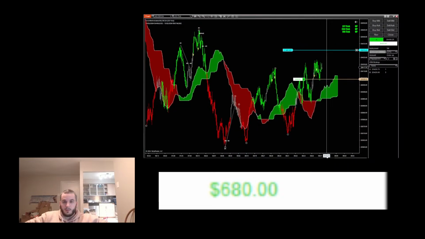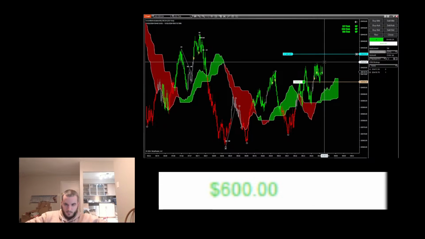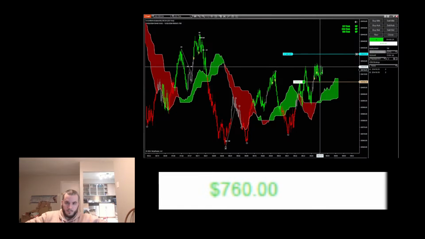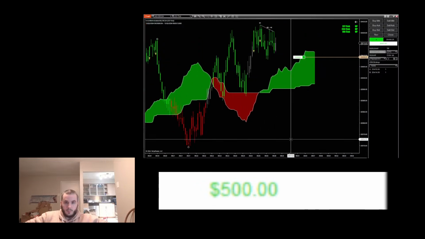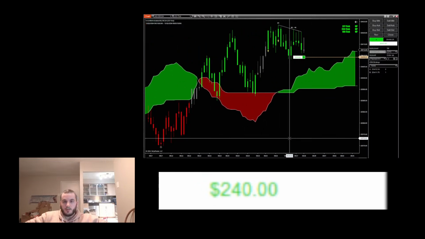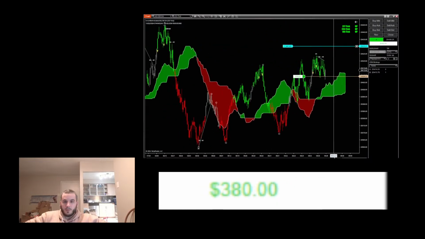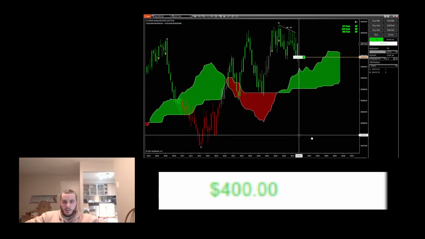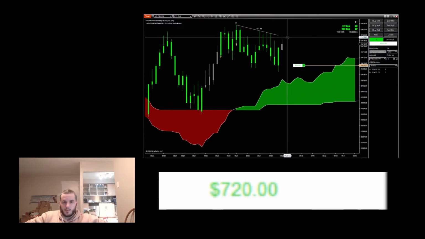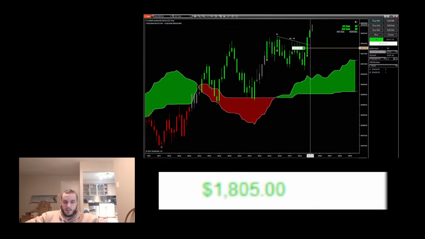Got a nice breakout here. All right, we got a decent trend line here. 18. So this is the real meat and potatoes strategy. As this trend line is approaching, yep, that's the break.